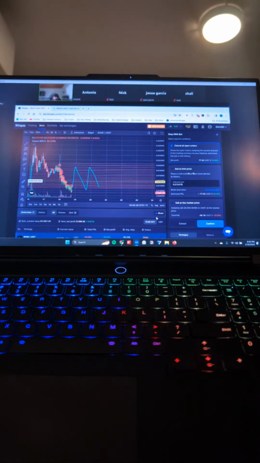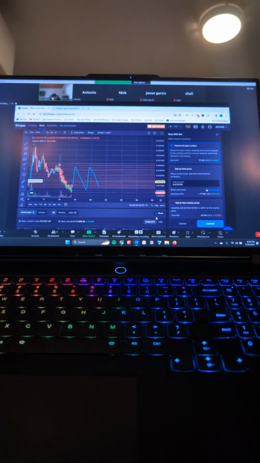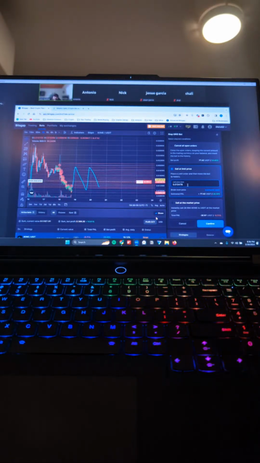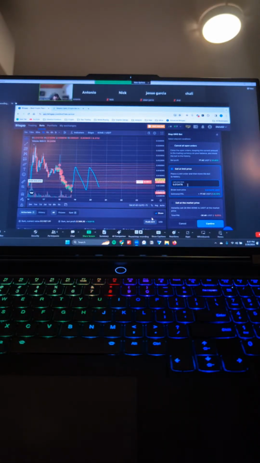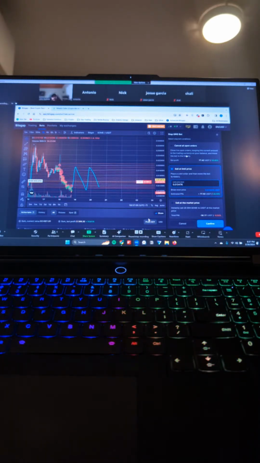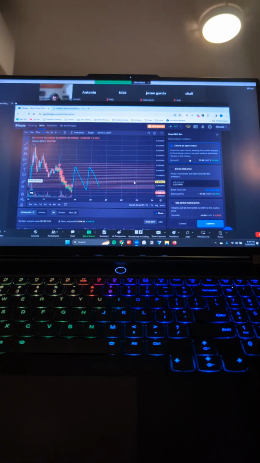This one, to sell at limit price, I know that's just going to place a sell order on my account at whatever price I type in here, but that's only if that cryptocurrency reaches that much. So I'm trying to learn more about this right here, cancel all open orders. So what are open orders?